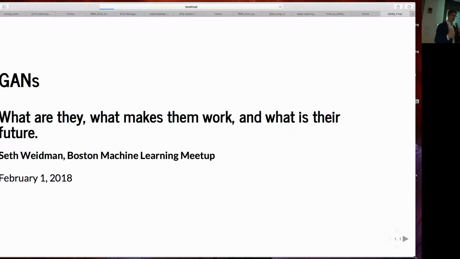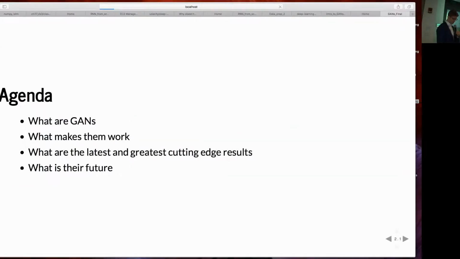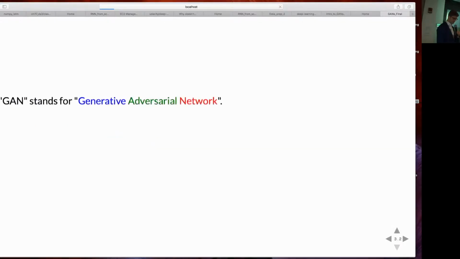I'll breeze through what neural nets are, give a high-level overview of what GANs are, then get into the nitty-gritty and some of the details you need to understand if you're going to build them. Sprinkled throughout, I'll talk about some of the cool cutting-edge results we've seen with GANs, and then at the very end speculate on where they might be going in the future. So hopefully you'll find it interesting. What are GANs? What makes them work? What are the latest and greatest cutting-edge results? What is their future?